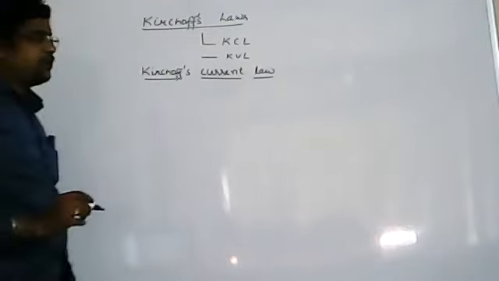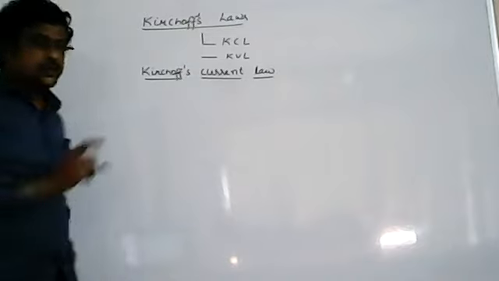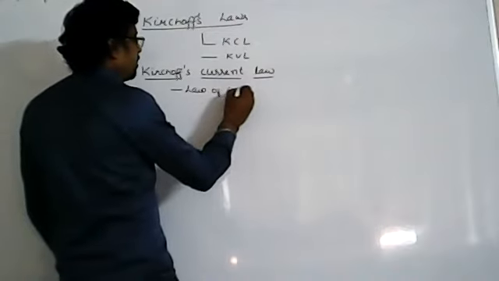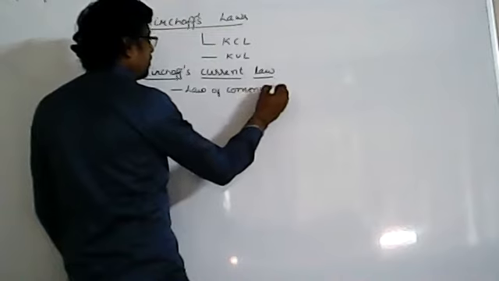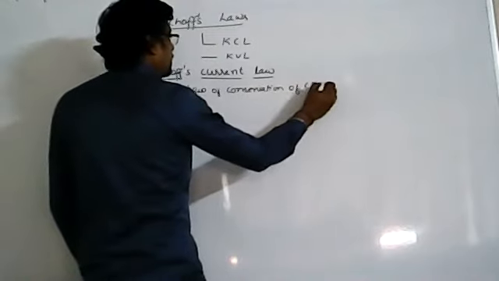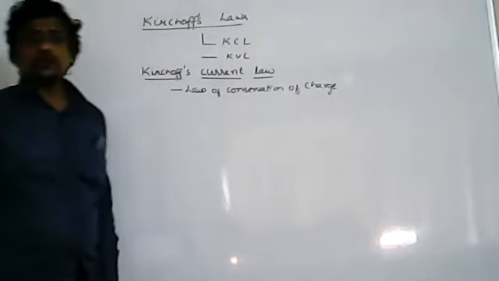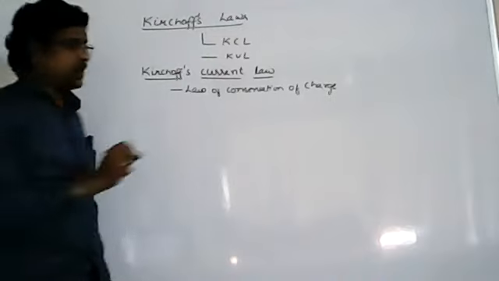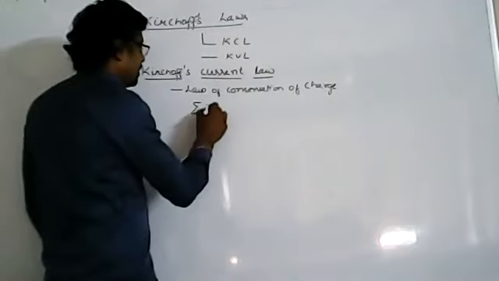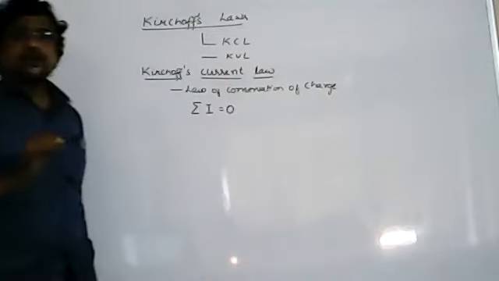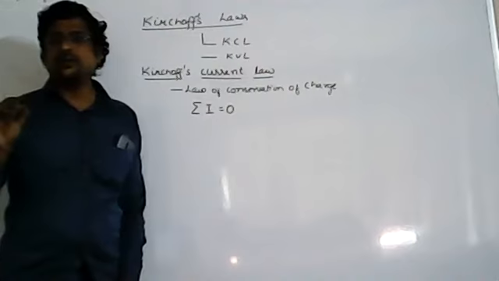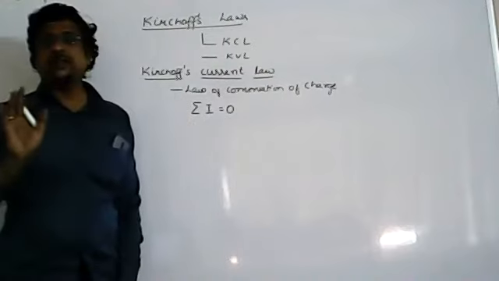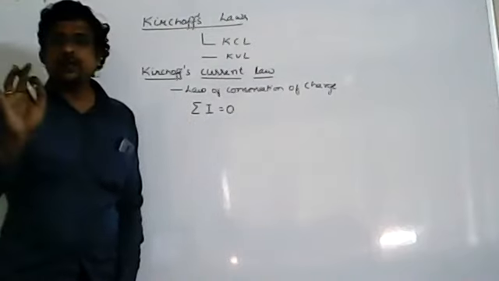So what does this law state? Before going to that, this law is based on the law of conservation of charge. And what does it say? Sigma I is equal to 0. That means the algebraic sum of currents at a point is 0.